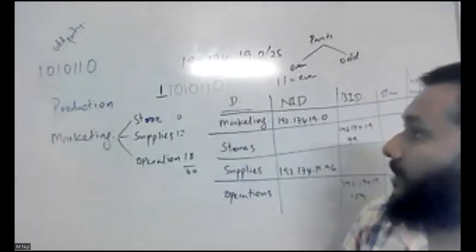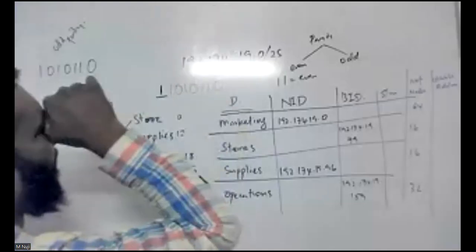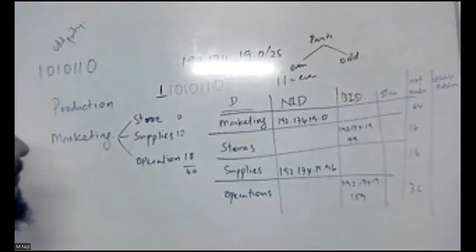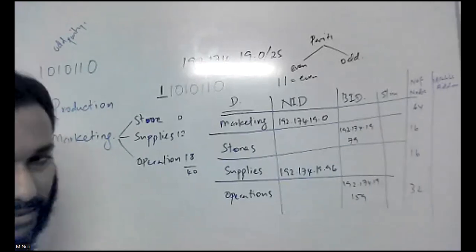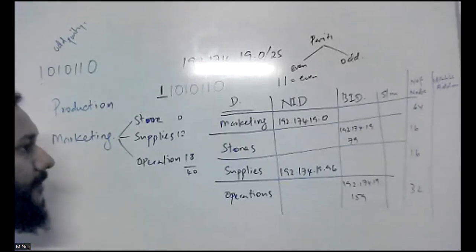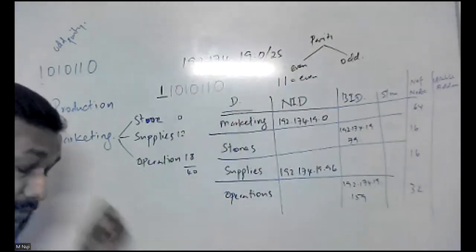But our intention in today's session is to complete our VLSM part. In the last couple of classes we discussed the FLSM, fixed length subnet mask. But today let's discuss the VLSM.